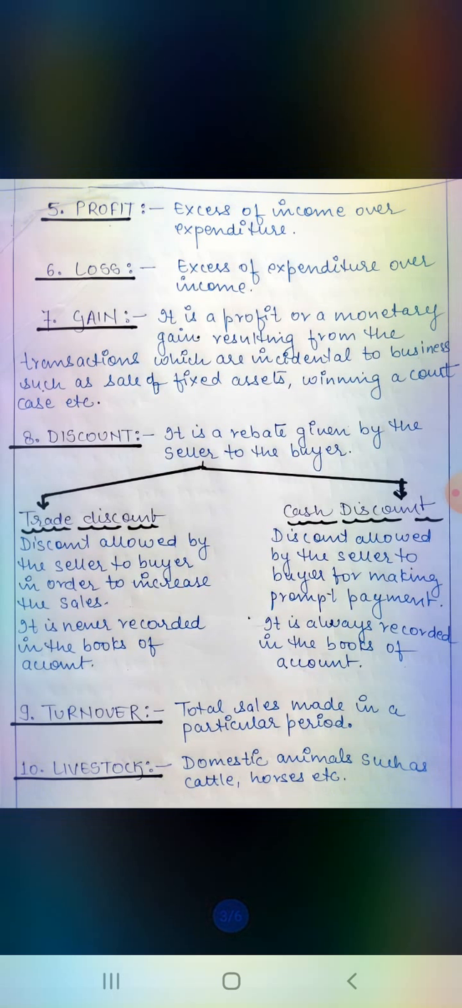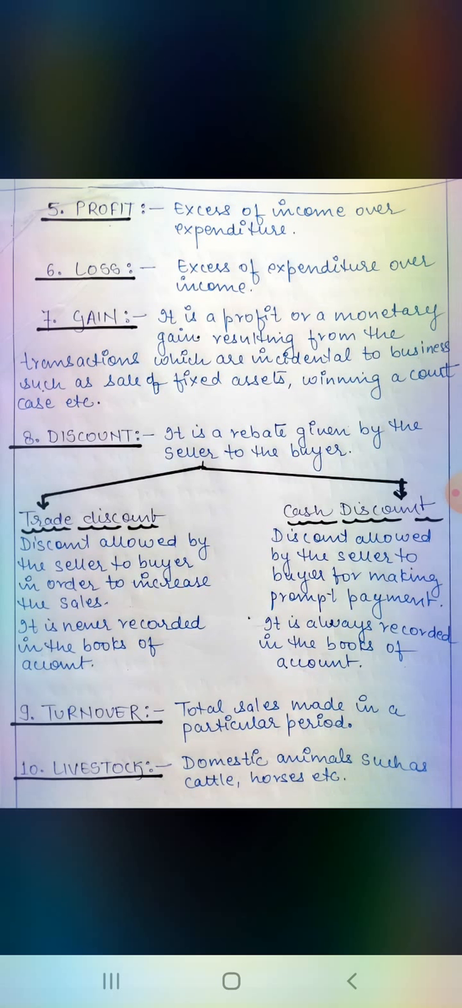Profit हम लोग लास्ट वीडियो से पढ़ते आ रहे हैं that the books of accounts are maintained to know the profit earning capacity of the business. What is this profit? Simple. Excess of income over expenditure. When the income is more and expenditure is less, it means it is profit. आपकी कमाई ज़्यादा है, आपके खर्चे कम है, it is profit.